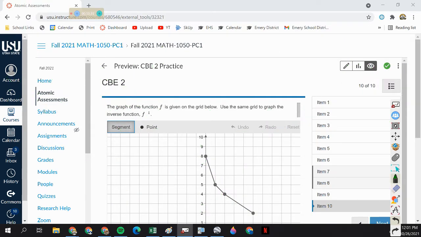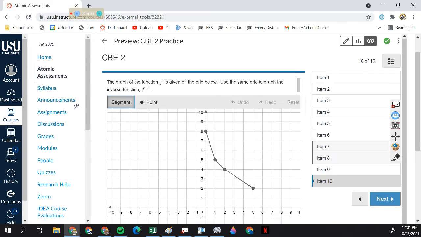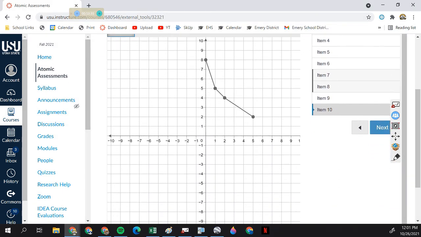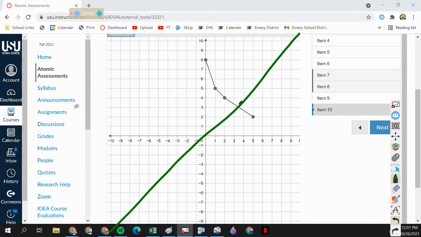Oh, invert. Oh, geez, this is so easy. Save the easiest one to last. How do you invert a point? Well, the technical way to do it is to reflect it across the line y equals x. But really all you're doing is changing the domain and the range. So this point here is 1, 5. So its inverse would be 5, 1.